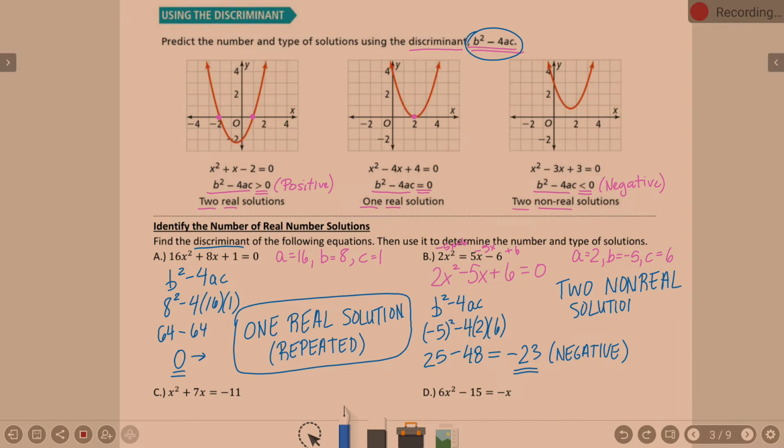For vocabulary reminders, non-real numbers, imaginary numbers officially fit into that classification, but when they have i's, they are called complex numbers, in case they throw that word at you. A complex number has an i in it. It's that a plus bi form.